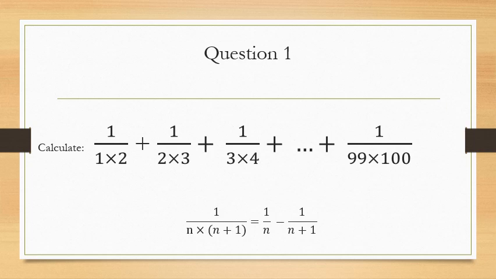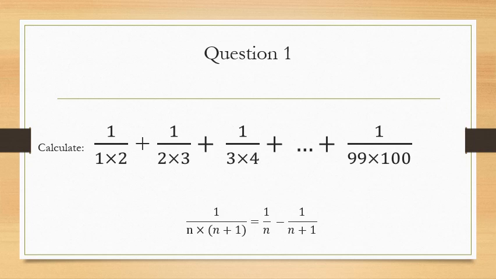Calculate 1 over 1 times 2 plus 1 over 2 times 3 plus 1 over 3 times 4, and so on, until 1 over 99 times 100. Now, the key to this answer would not be to multiply all of the denominators, because it would take a lot of time and it is not the point of the question.